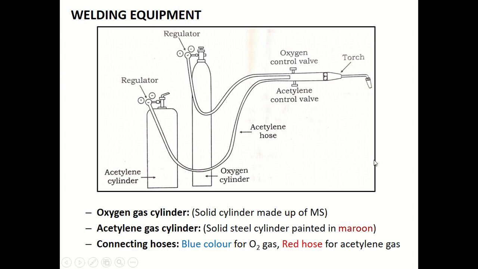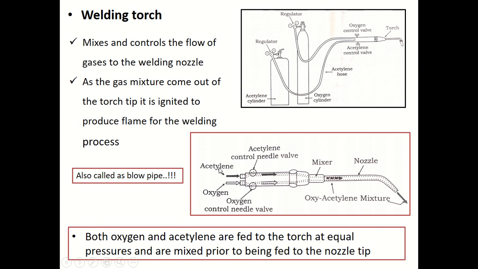Yes, the welding torch forms a very important part in oxy-acetylene welding. You know that from the pressure regulators on the cylinders, the gases are carried to the welding torch through the hoses. We discussed that. Now the pressure regulators supply the gases at reduced pressures to the welding torch. Inside the welding torch, the mixing of the oxygen and acetylene takes place, and it controls the flow of gases to the welding nozzle.